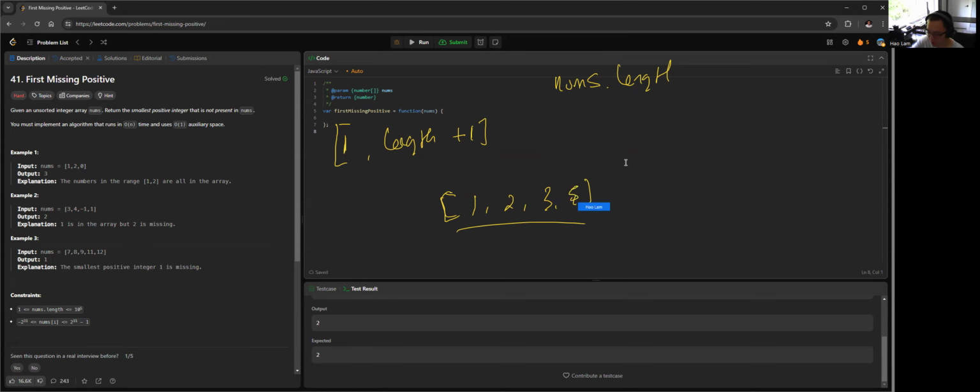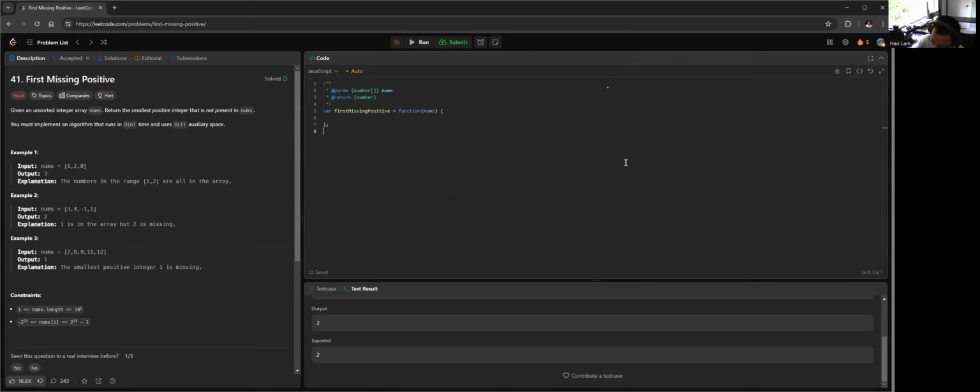It can be 4, it can be 2, and so on and so forth. So we know that the smallest missing positive integer is going to be between 1 and the length plus 1.